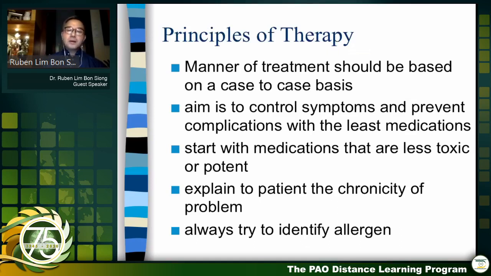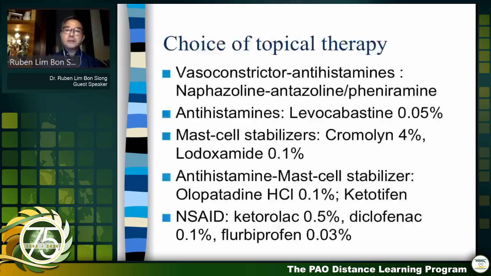Explain to the patient the chronicity of the problem, that this can recur because it's really how they are built. It's in their genes, and this can be passed on, or acquired through heredity. And always try to identify the allergen so they can avoid it.